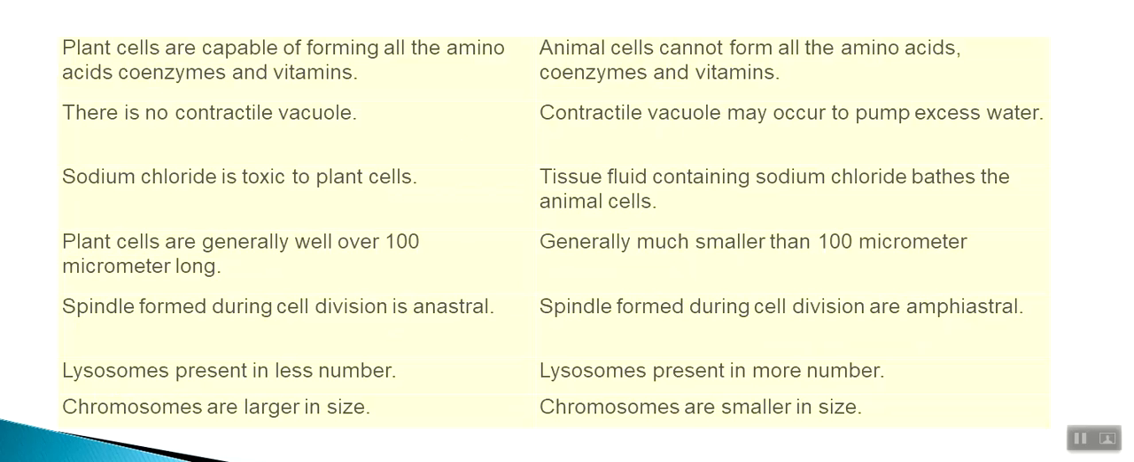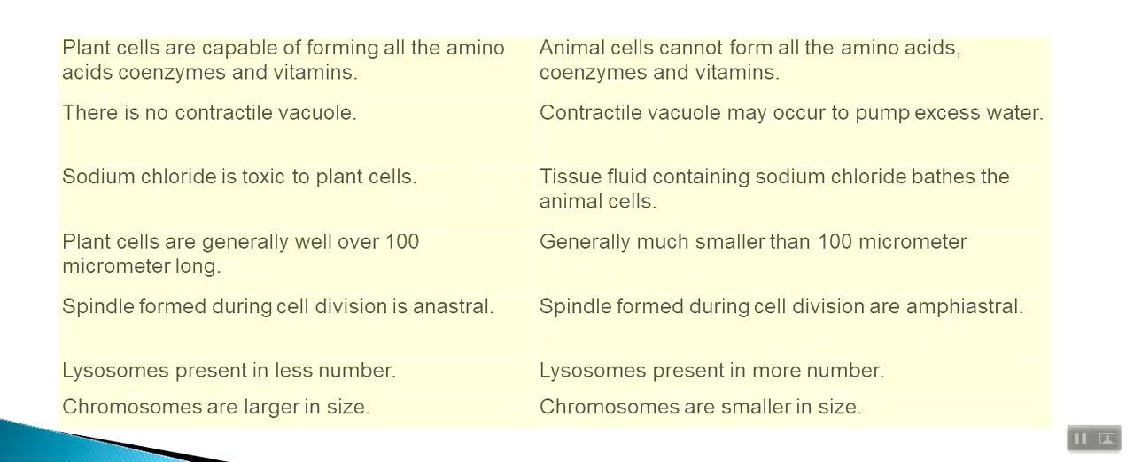Plant cells are capable of forming all the amino acids, coenzymes and vitamins. There is no contractile vacuole. Sodium chloride is toxic to plant cells. Plant cells are generally well over 100 micrometer long. Spindle formed during cell division is anastral.